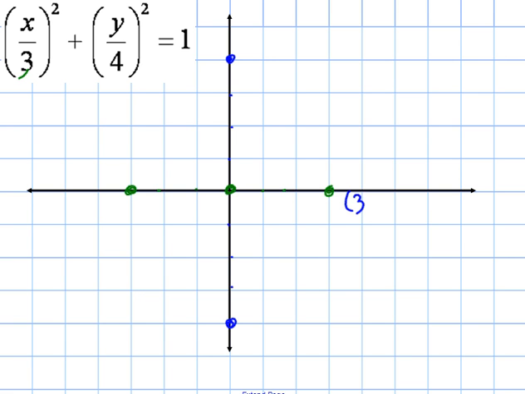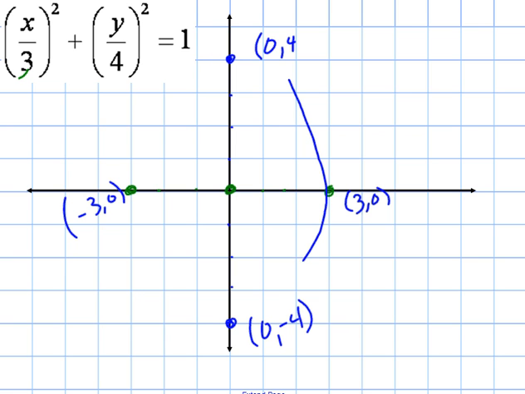So this is the point 3, 0. This is the point 0, negative 4. This is the point negative 3, 0. And this is the point 0, 4. Then you're just supposed to graph this as ellipse-ish as you can make it. And again, I am not the best drawer of these shapes, so please bear with my ugly drawings.